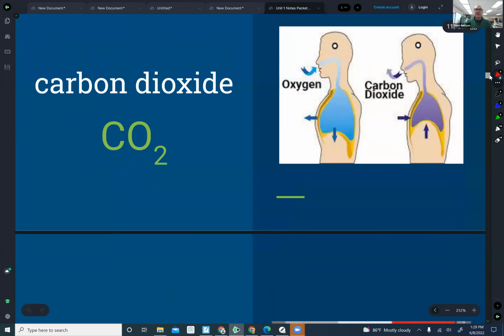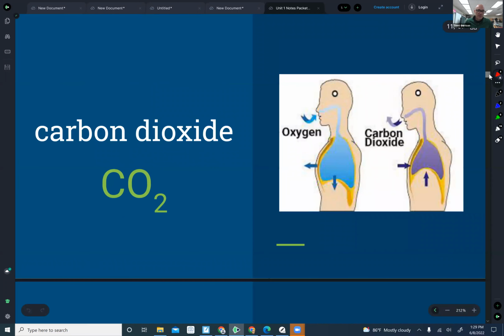Now, carbon dioxide, here's one of the second times that we start to see little numbers. That little number means that there are 2 oxygens for every 1 carbon. We are producing this every time we exhale.